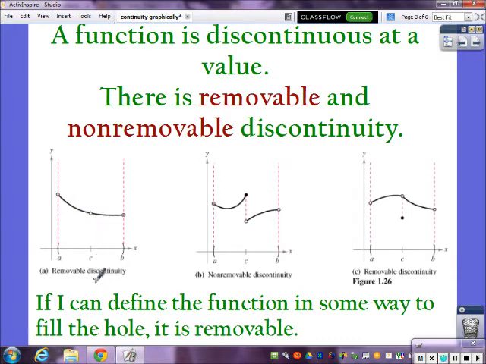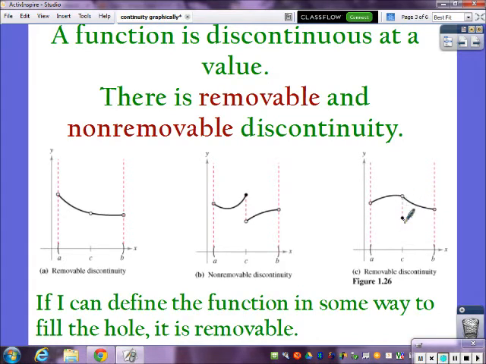That's removable. The middle graph here is non-removable. It's a jump. It's not just one small point that's been removed from the graph. So that would be when your limit does not exist, when it approaches different y values from the left and from the right, or if we have an asymptote there, that's non-removable. And then this last example would be removable because it is approaching the same y value from the left and from the right. We just removed that one y value.